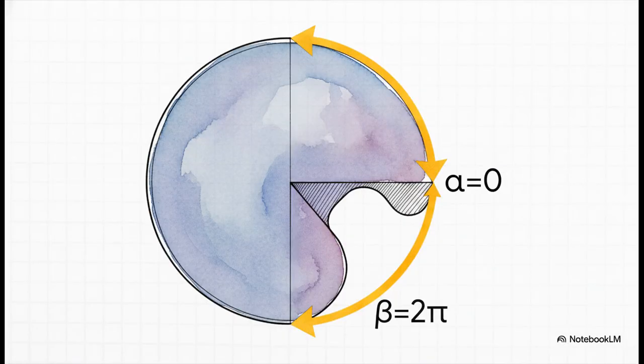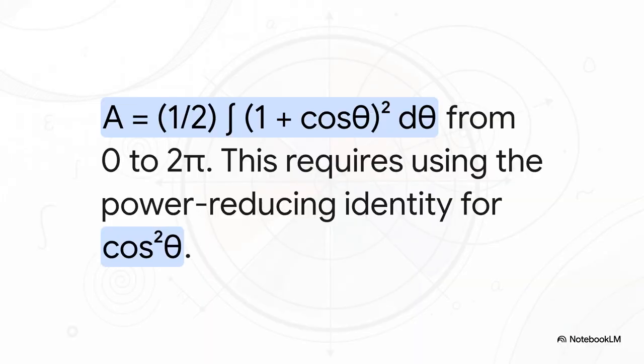Let's follow the steps. 1 and 2 are sketching and finding the bounds. Now, if you trace this thing out, you'll see that the entire heart shape gets drawn exactly 1 time as your angle, theta, goes all the way around the circle, from 0 to 2 pi. So, boom, our bounds are set. Alpha is 0, beta is 2 pi. Done. Now, for step 3, we just set up the integral.